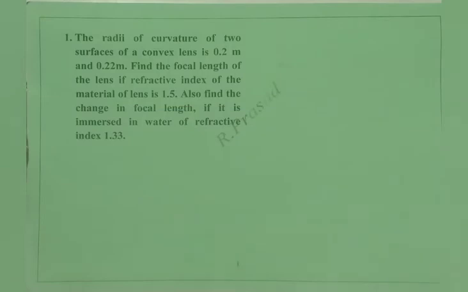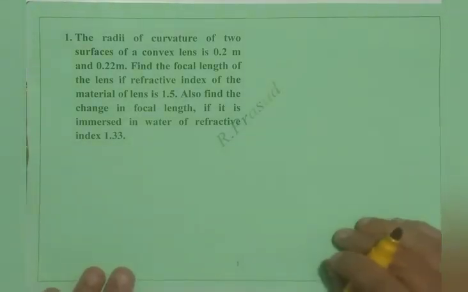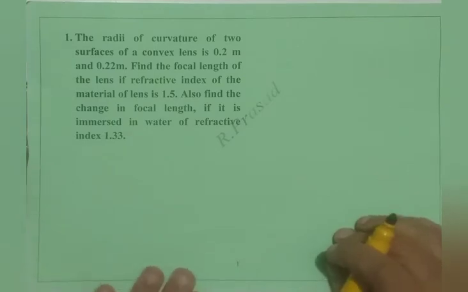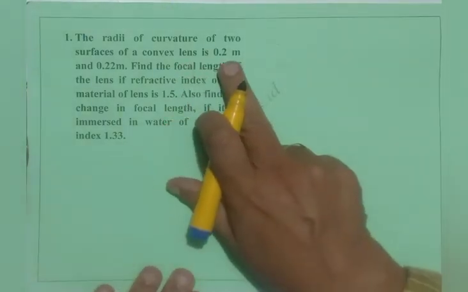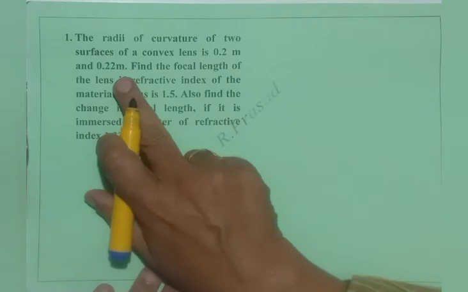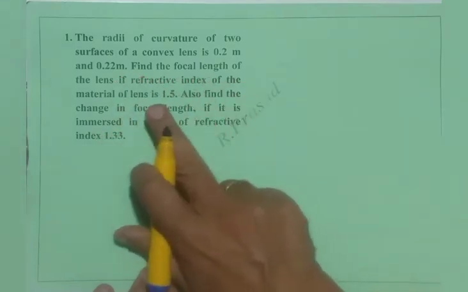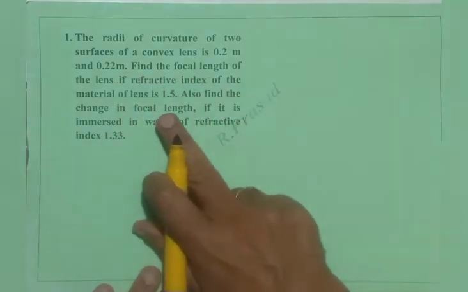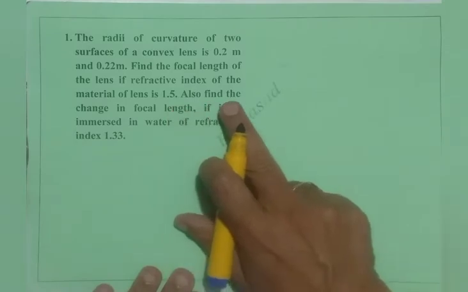In this session, we learn some numericals on lenses. Say, we start with the first numerical like this. The radii of curvature of two surfaces of a convex lens are 0.2 meter and 0.22 meter. Find the focal length of the lens if the refractive index of the material of the lens is 1.5.